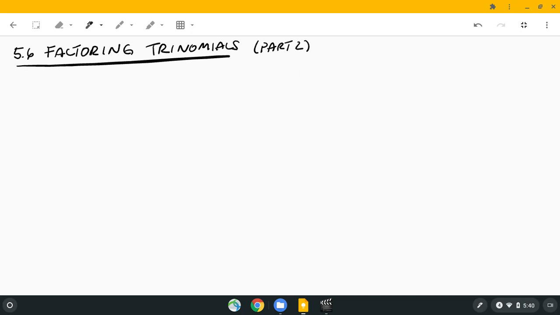Okay, so we did 3 examples in the first video where the coefficient of x squared was 1. Now we're going to take a look at 3 examples where the coefficient of x squared is not 1. Okay, so let's take a look at this one. Example number 4. Factor completely.